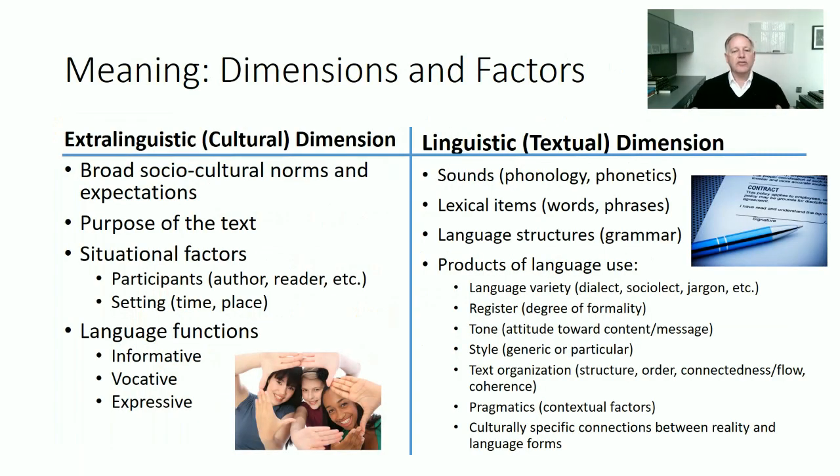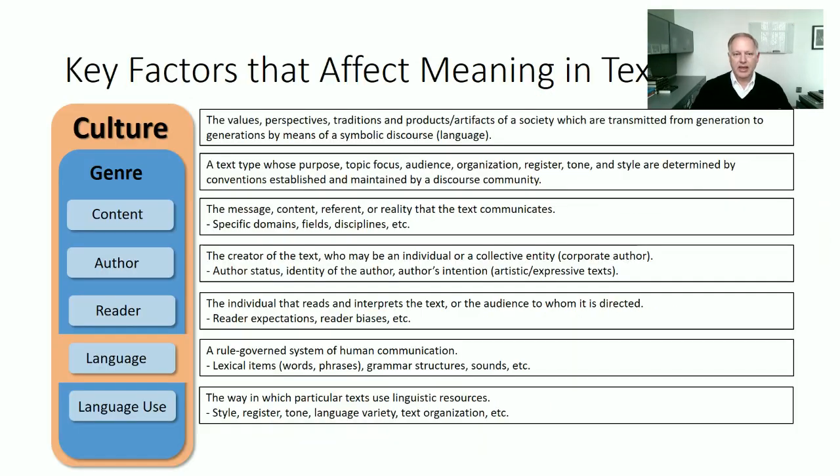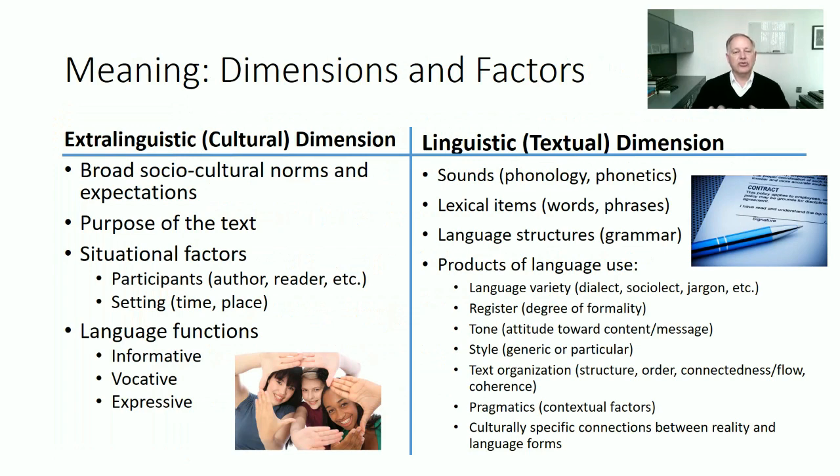So we can sort of categorize all of these different factors into two broad dimensions. We have the extralinguistic. Extra just means beyond, so the beyond language dimension, the cultural dimension, and then we have the textual or the linguistic dimension, which are the words on the page. In the cultural or extralinguistic dimension, we have those broad sociocultural norms and expectations that all of the speakers of a language in a particular area will share and understand.